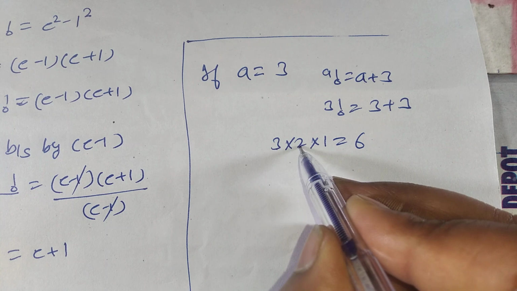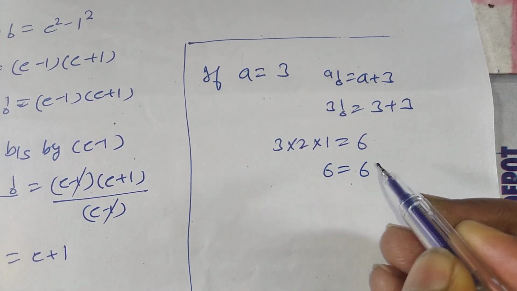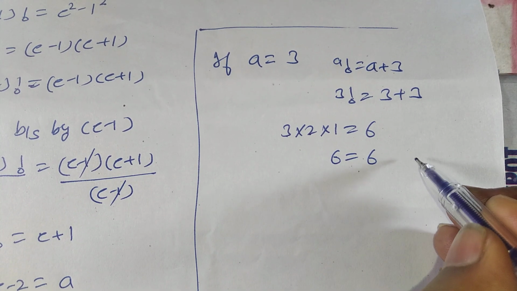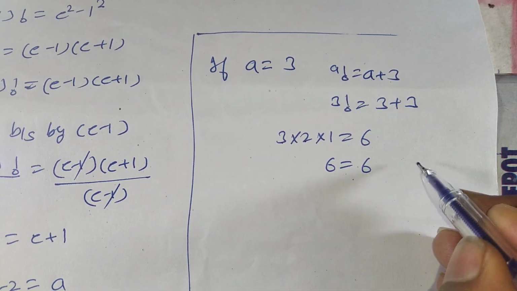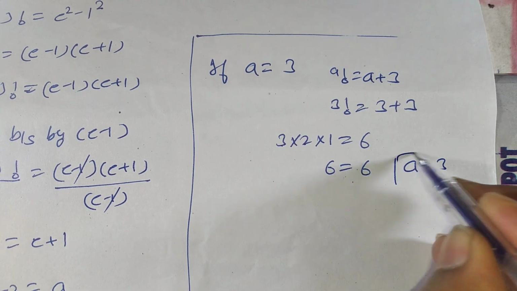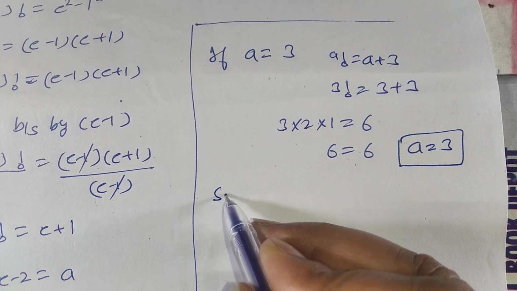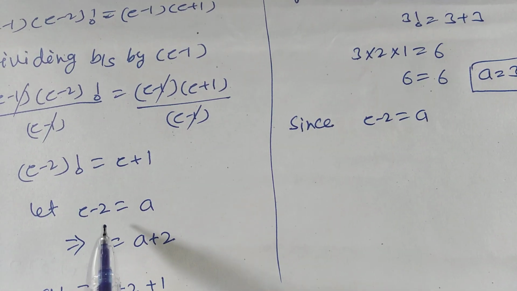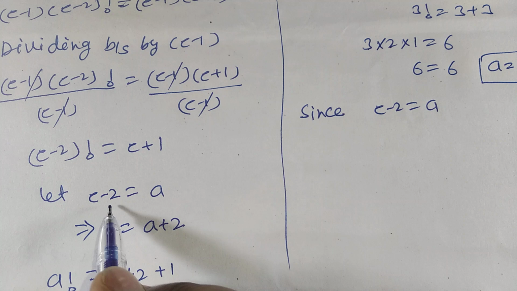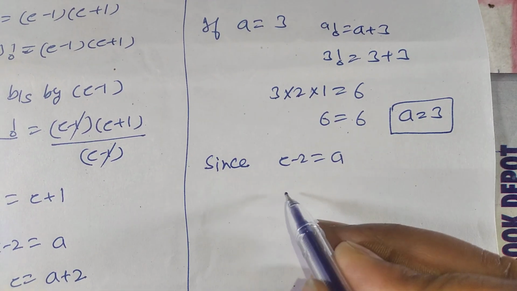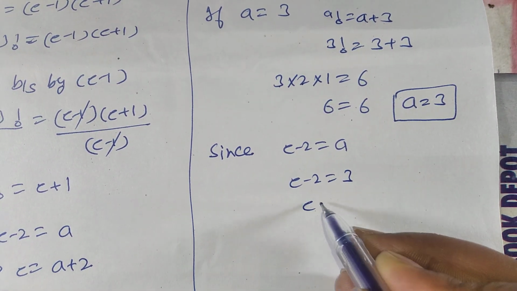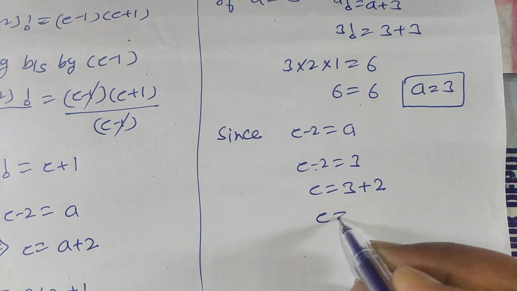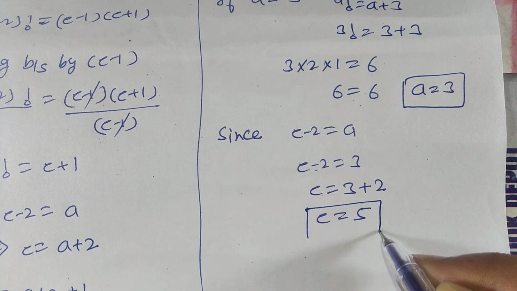Factorial 3 means 3 into 2 into 1, which is 6, so 6 is equal to 6. Then the value of a is equal to 3. Since c minus 2 is equal to a, and a is equal to 3, c minus 2 is equal to 3, moving to the right side, c is equal to 5. We get the answer c is equal to 5.